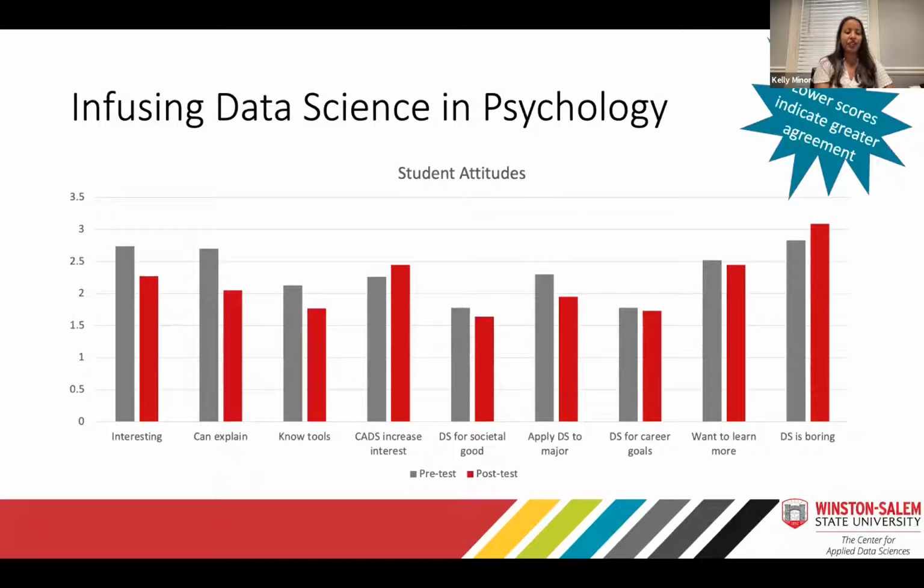So they felt that the applied data science assignment, this hands-on task, could increase their interest. That one got higher. I'll talk about that in a little bit. The other one that got higher is that data science is boring. So that's good because a higher score means that they don't agree with that. So at first they were kind of at the midline, maybe it's boring, but after they did the assignment, they agreed less. So that's good. They don't think it's boring anymore. So I think this shows overall good scores.